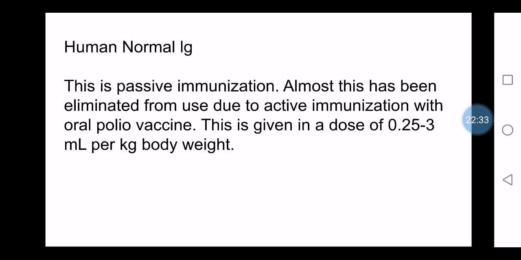So now let us see, other than vaccine, what is the next option? The next option is human normal IG. This is a passive immunization. It has been eliminated from use due to active immunization with OPV. Since we have OPV vaccination, nobody is actually using it, but still I am telling you we have a passive immunization also, known as human normal IG. That means we are providing the antibody here. This is given in a dose of 0.25 to 3 ml per kg body weight.